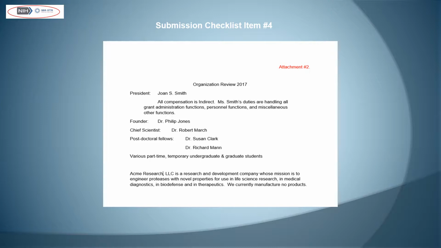Item number 4 is a simple organization chart, which can actually be a Word document. There is no form for this, so simply write the names of the employees and their titles. Be sure to point out any employee that is paid with indirect funds, such as an administrator. Include a narrative on what the company does. Always be sure to put the attachment number at the top of the page and save each attachment as a PDF.